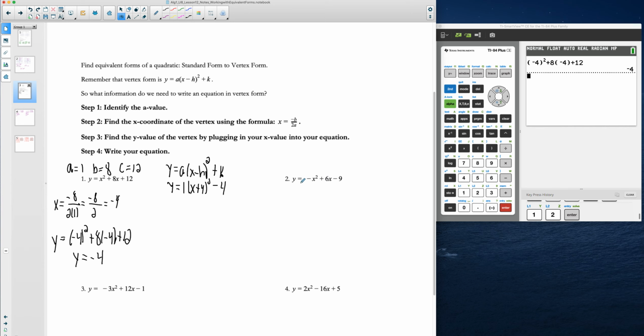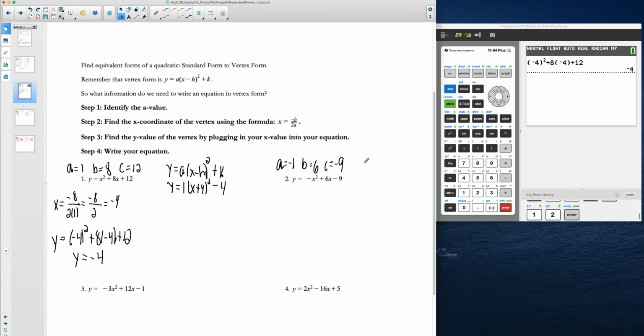All right, so let's look at number 2 together, and I'm just going to start by identifying all my values here. So we'll start with our a value. All right, so a is negative 1, b is 6, and c is negative 9.